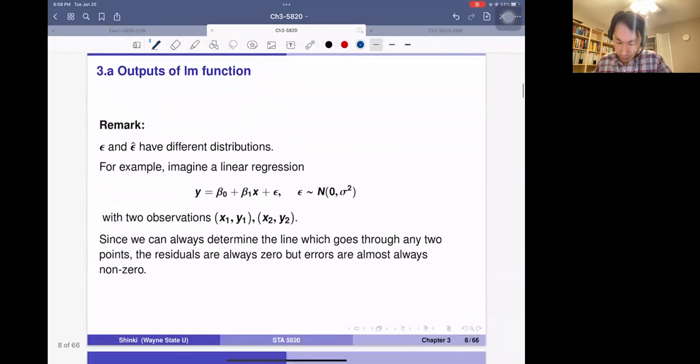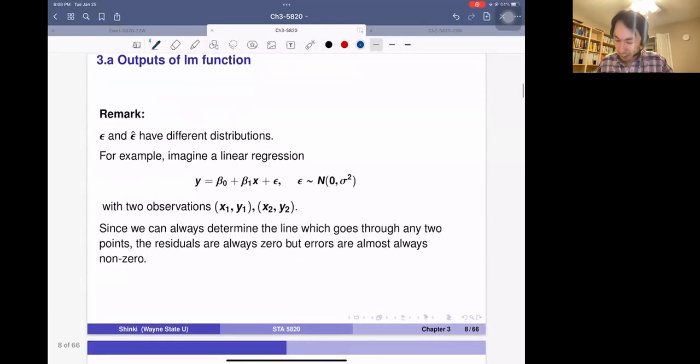Okay, so a remark: epsilon and epsilon hat have different distributions. Epsilon is normal.